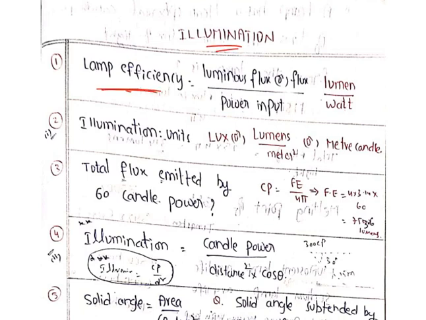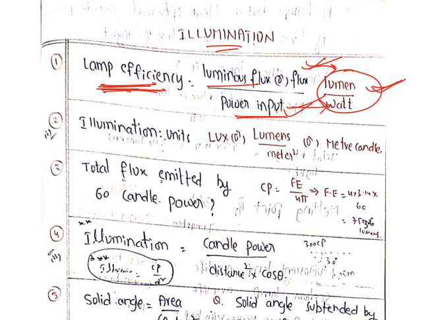Lamp efficiency. What is the lamp efficiency formula here? Luminous flux per power input. In some options they are giving lamp efficiency as flux per power input, so both are correct. In some options they are asking which of the following is related to lamp efficiency. So the answer is lumen per watt. Lamp efficiency, lumen per watt. Here the flux unit is lumen and the power input unit is watt.